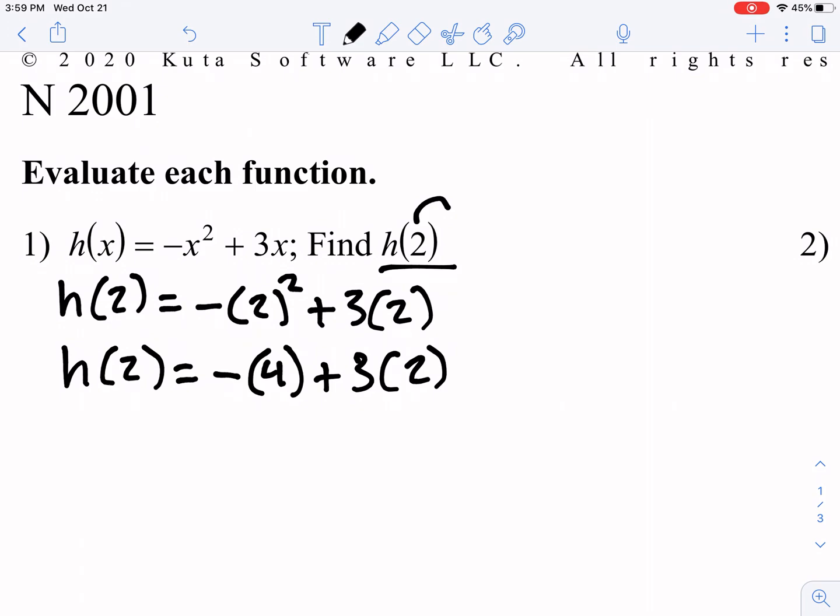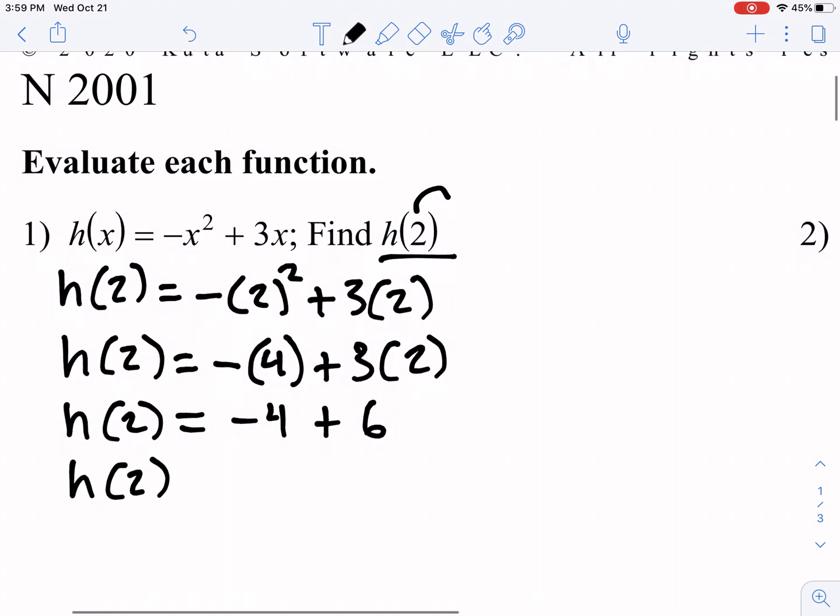So moving on to the next step here, following that order of operations, we took care of the exponent. Now let's take care of that multiplication, okay? So we'd have a negative times 4, which is just what? Negative 4. Then 3 times 2, which is 6, okay? Then the next step we would follow in the order of operations is our addition and subtraction.